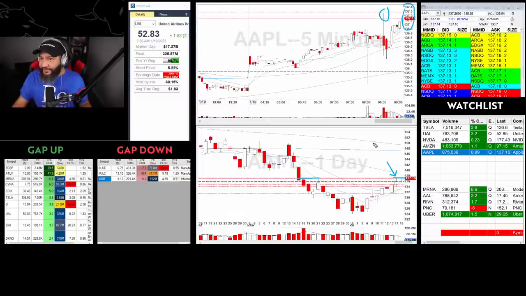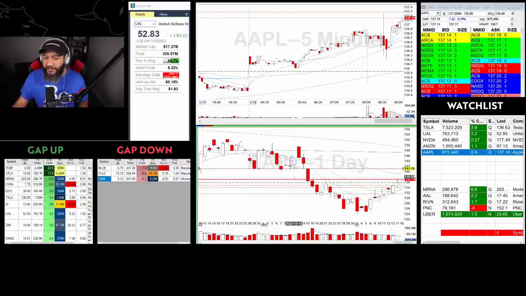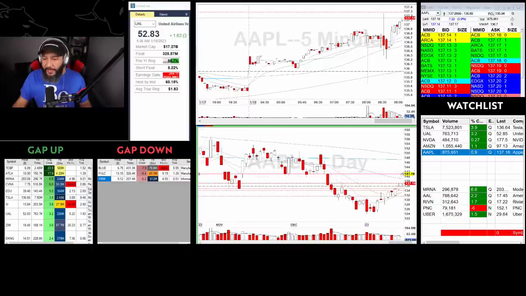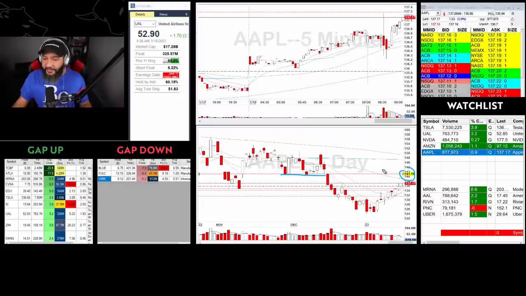It looks like 137.30. Let's see if we can get there. If we break out of that, the next big level, and look how clean Apple's daily chart is, so clean. Look how clean this chart is right here. I mean, 141, you cannot miss this level.